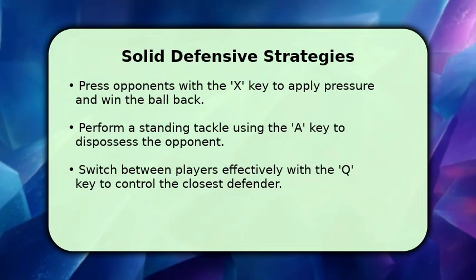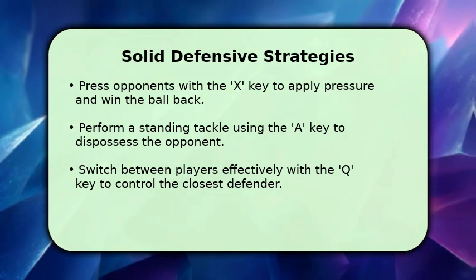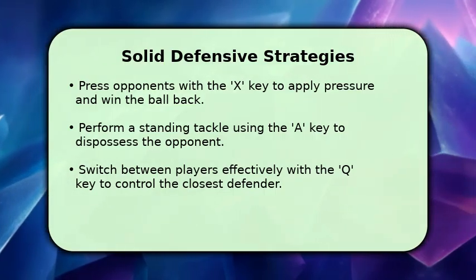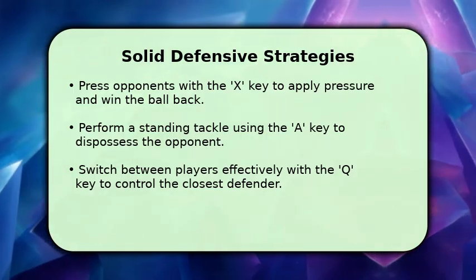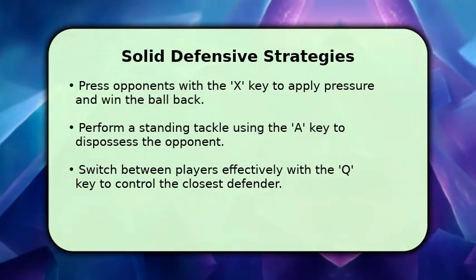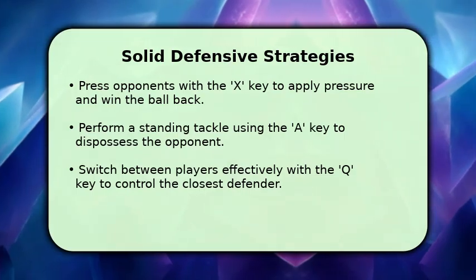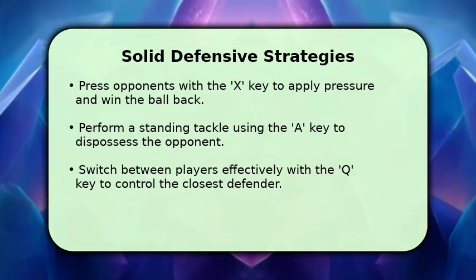Defending is crucial for success, so let's cover those controls. To apply pressure and try to win the ball, hold down the X key, making your player chase the opponent. For a standing tackle, use the key, aiming to dispossess without fouling. Switching between players is vital. Typically, this is done with the Q key, allowing you to control the closest defender. If you are in trouble, a long press will clear the ball safely away from your goal area.